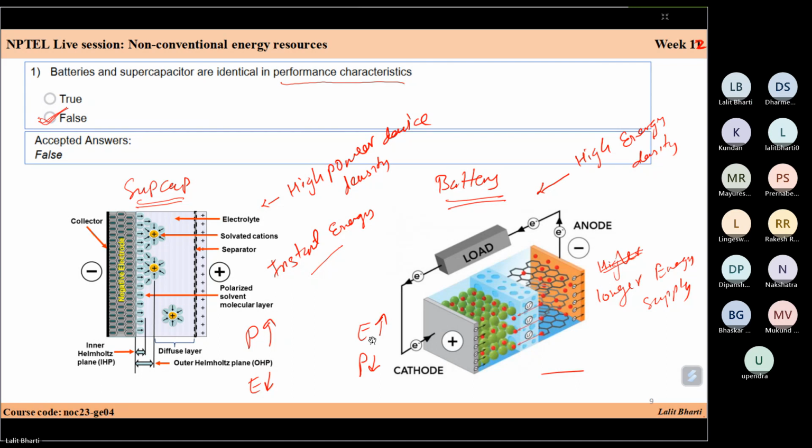Am I connected? Yes, sir. Sir, once again, differentiate high power density and high energy density by definition and unit.